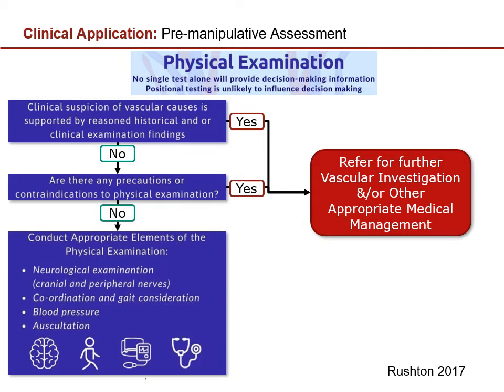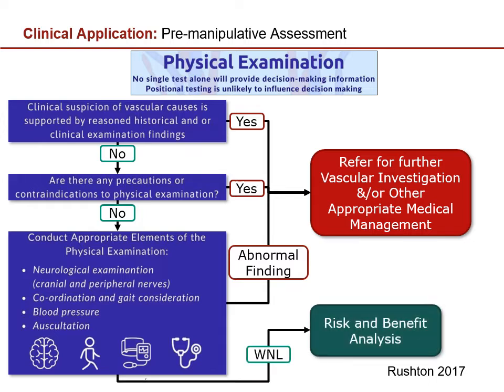Otherwise, you can conduct the appropriate elements of the physical exam, including neurological examination, coordination and gait, blood pressure, auscultations, etc. And again, this is going to be specific for the different spinal regions, and we'll go through that. If there are abnormal findings, such as a ridiculously high blood pressure or odd things heard on auscultation, or your cranial nerves seem to be off, that would indicate further referral, be it for vascular investigation or to the appropriate medical provider. If everything's within normal limits, then eventually we will proceed to the risk and benefit analysis. But let's go through the steps of the physical examination for the cervical spine.